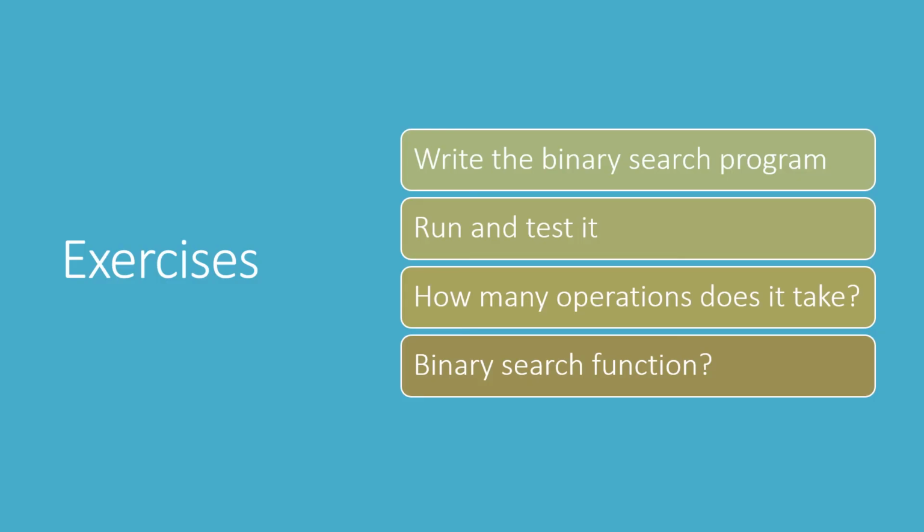So I'm leaving you with some exercises. Write the binary search program and run and test it to make sure it works, whether you're looking for an item that is in the list or is not. And think if you can work out how many operations it takes. Remember, a linear search takes n operations. How many operations does it take to do a binary search? We'll talk more about that in another lesson.